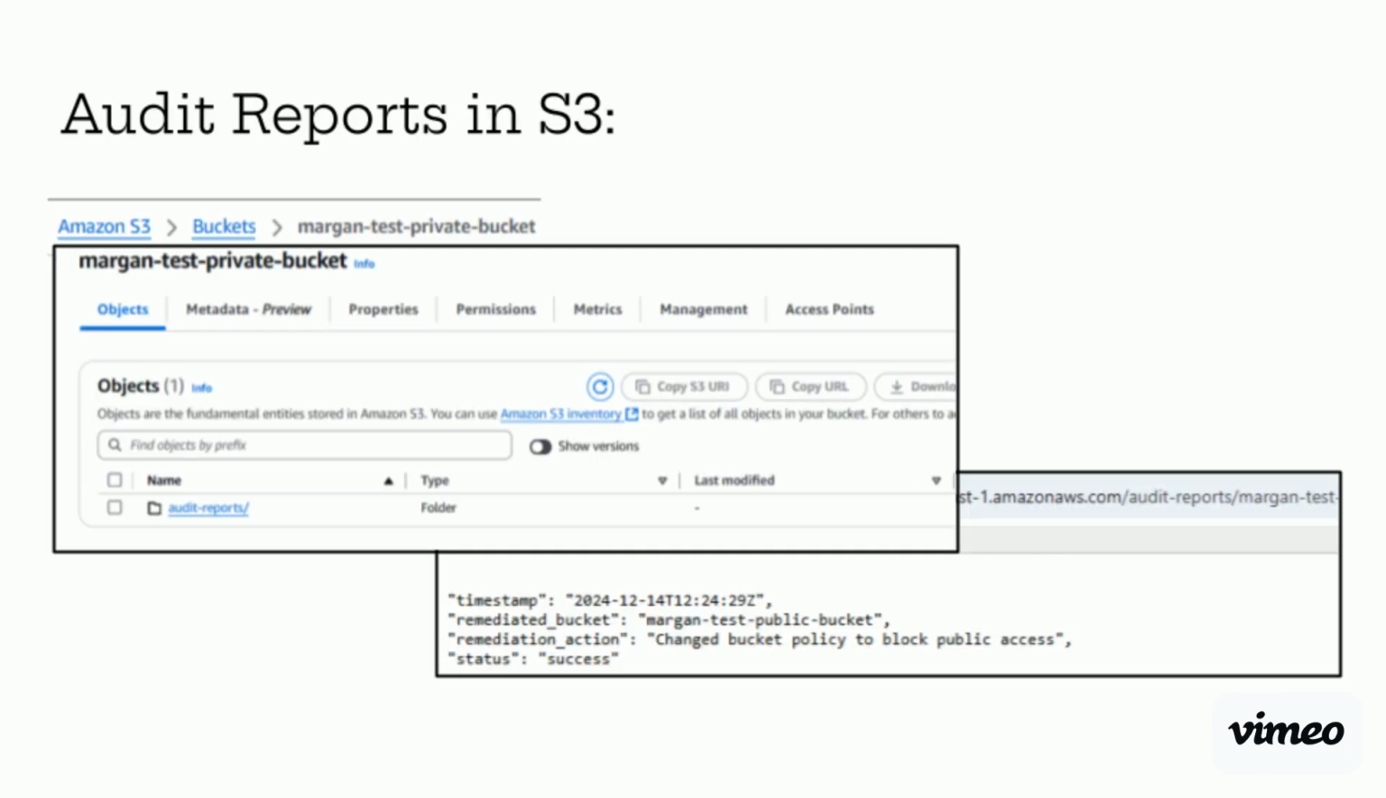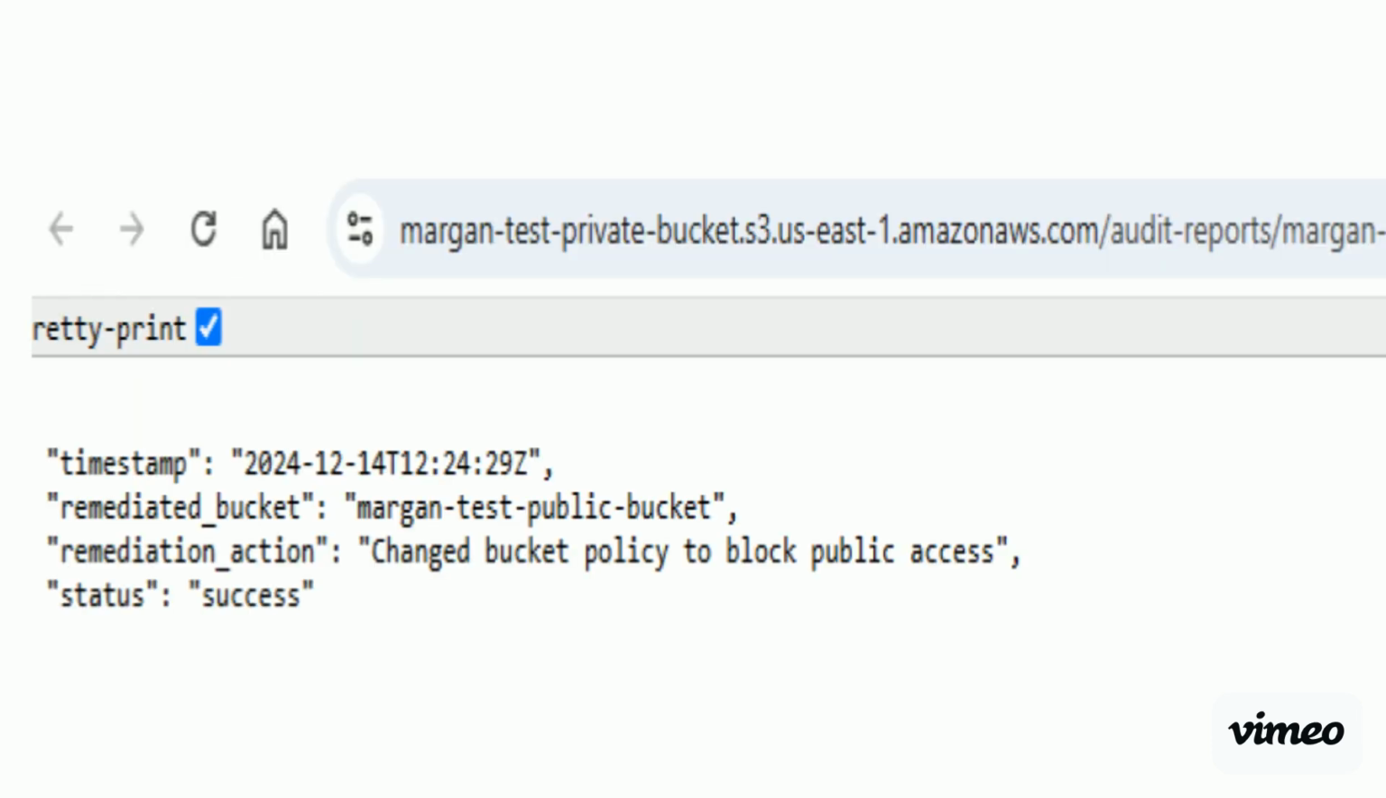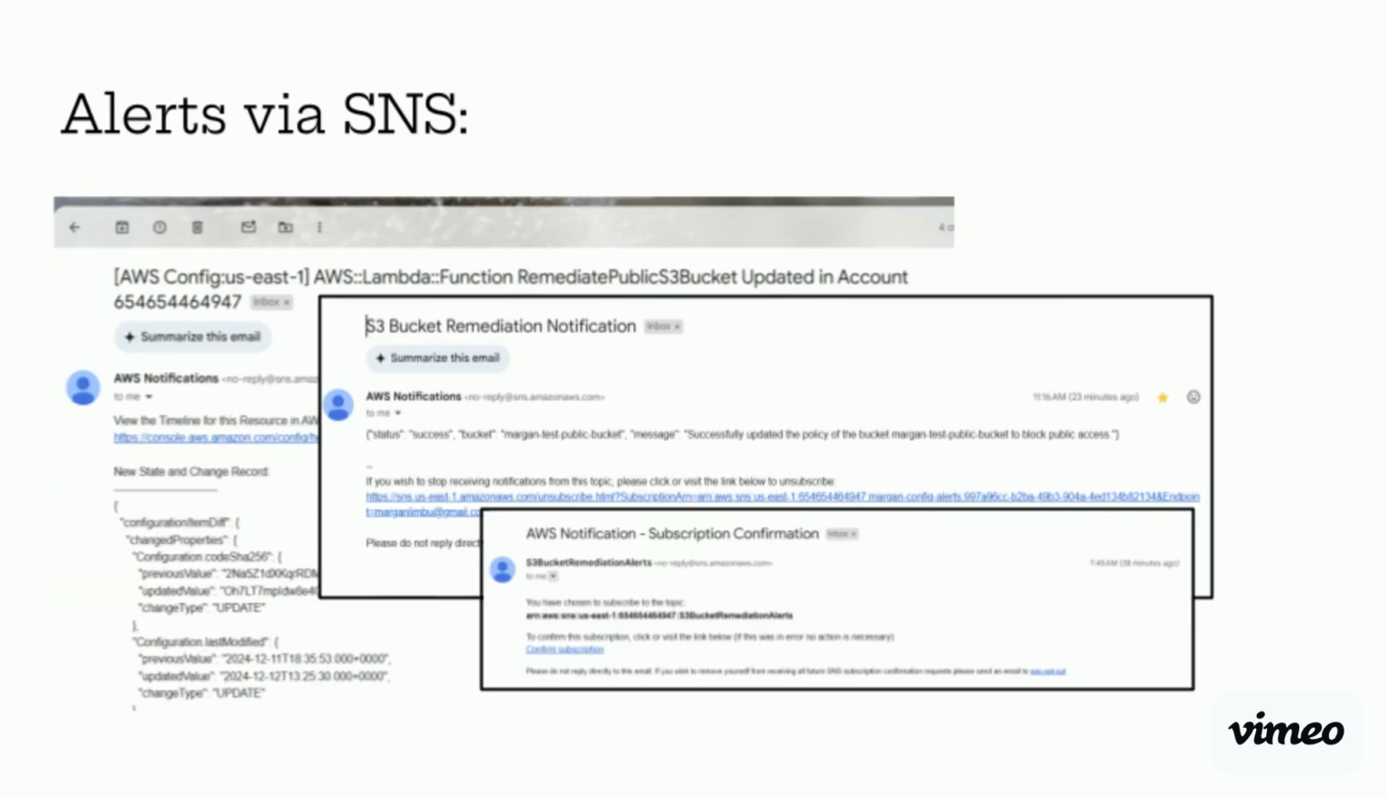Step 4. Storing audit reports in S3. Lambda uploads the audit report to the designated bucket, which is Margan test private bucket. And here's an example of the report, which has a timestamp, the name of the remediated bucket, the remediation action, and the status.